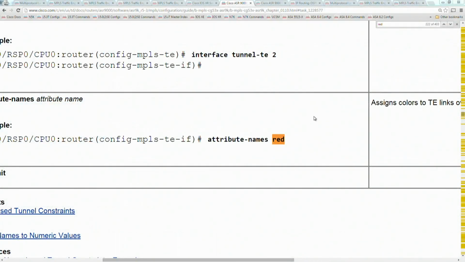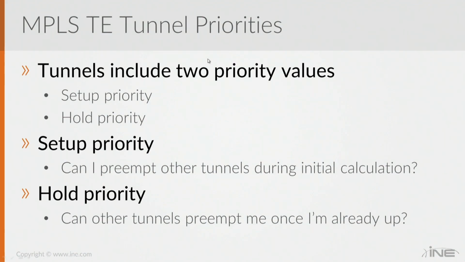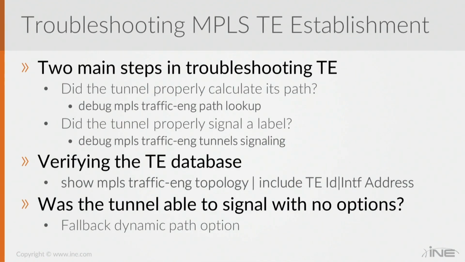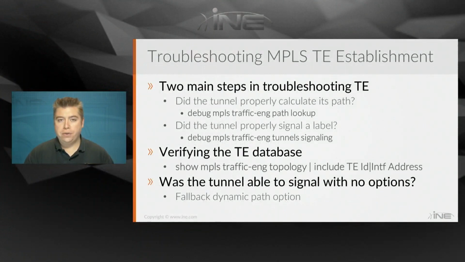But really the big takeaway from this section, when you're thinking about the tunnel attributes, is that from a troubleshooting point of view, you always want to fall back to the least common denominator. If you're requesting no attributes at all, no constraints, and the tunnel is still broken, then it means it's unrelated to what you requested.